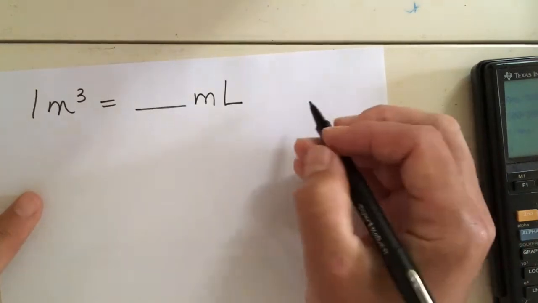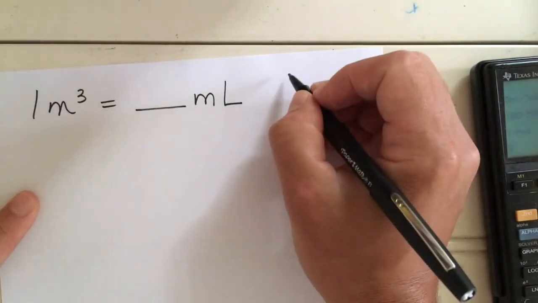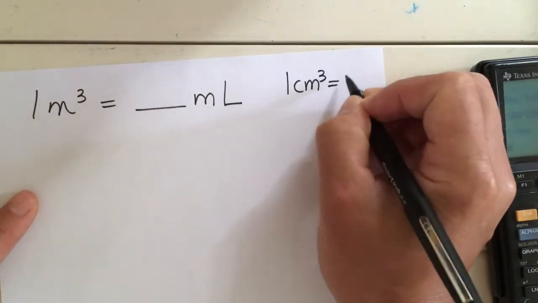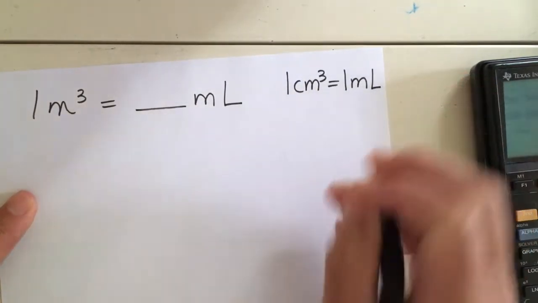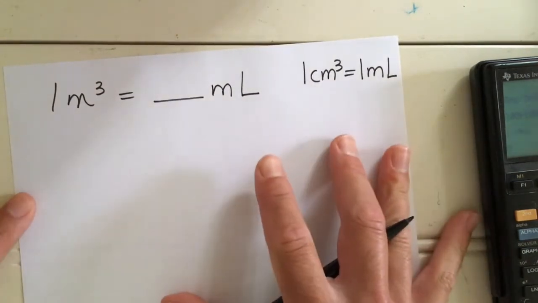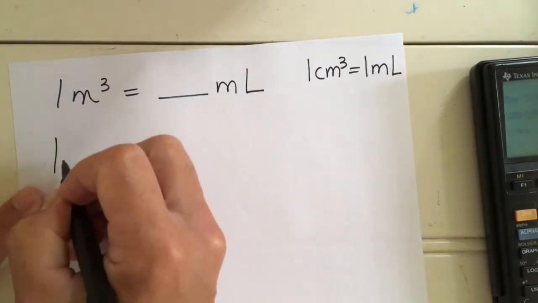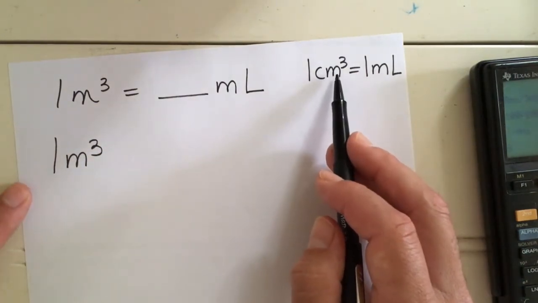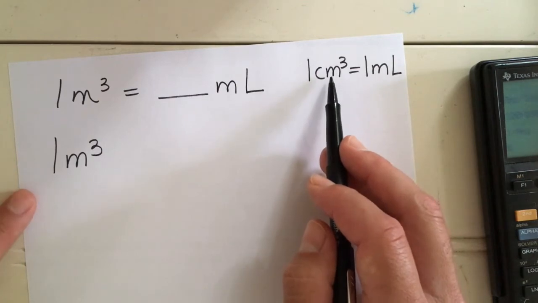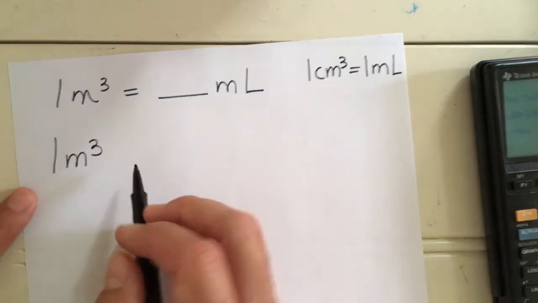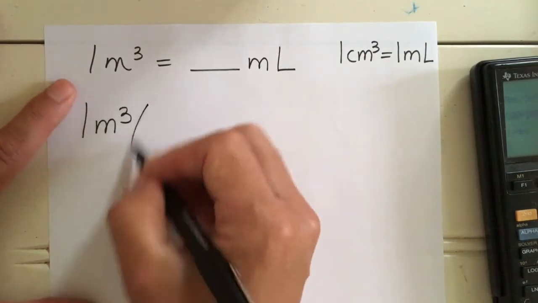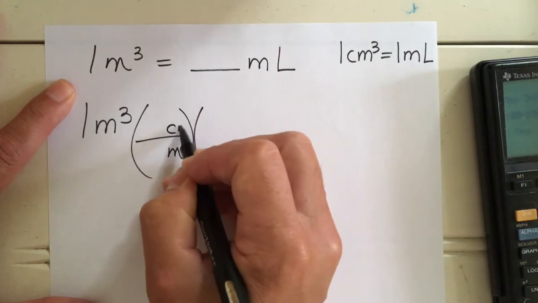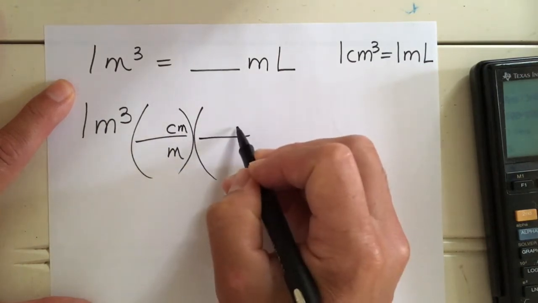Well, you'd have to know another conversion factor here. You would have to understand that 1 centimeter cubed is equal to 1 milliliter. And so now we can make that conversion. So let's go ahead and give this a try. So we're in meters cubed. If we get to centimeters cubed, we can then use this conversion to get to milliliters. So what I'm saying then is, let's go ahead and go from meters cubed to centimeters cubed, right? So we'll go ahead and do that.